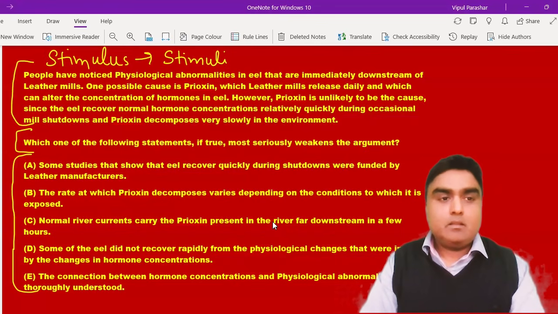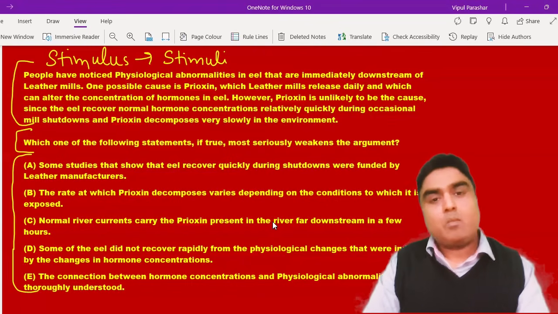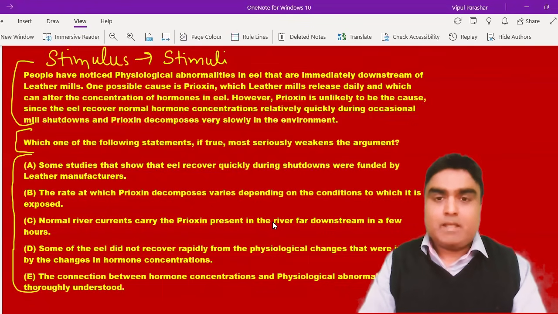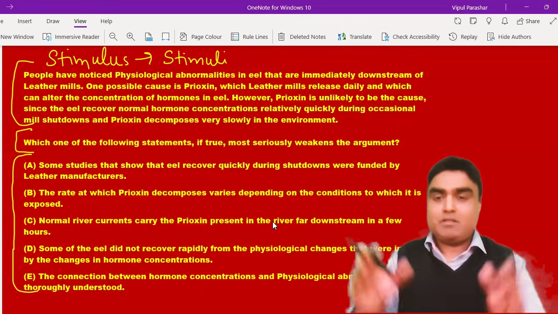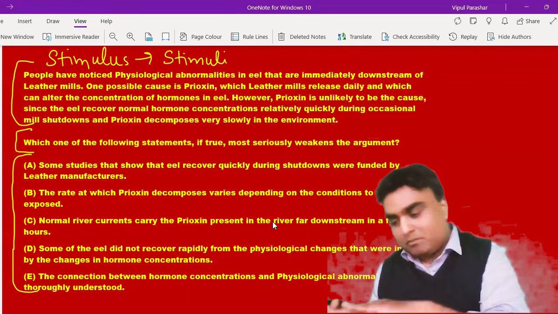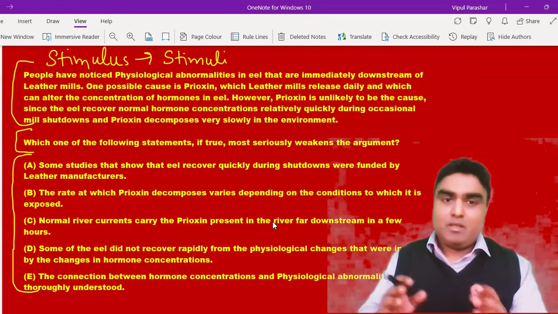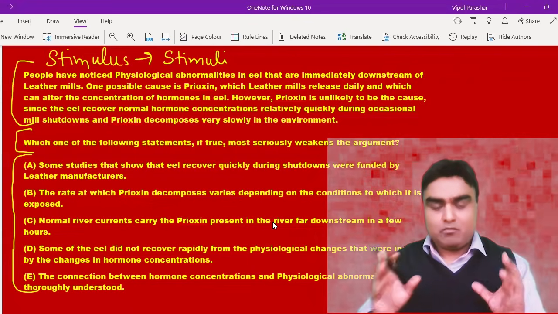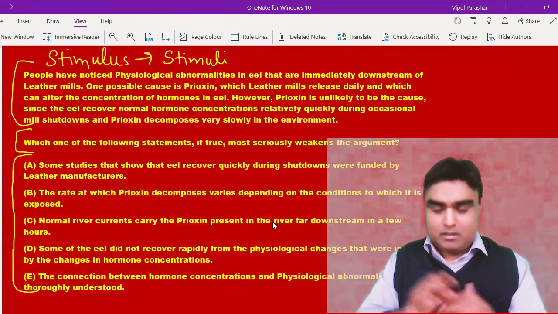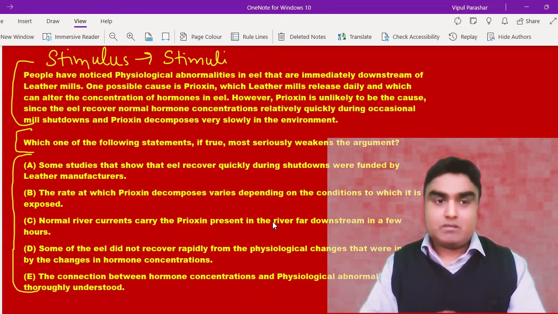Read the stimulus. I'll read it for you. People have noticed physiological abnormalities in eel that are immediately downstream of leather mills. That means when you go downstream of the leather mills, there is eel, a kind of freshwater fish, though it can also exist in marine water.